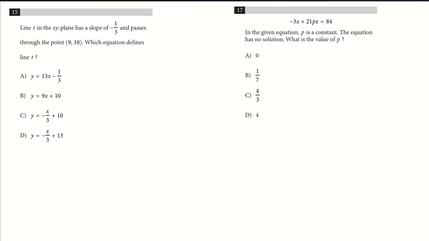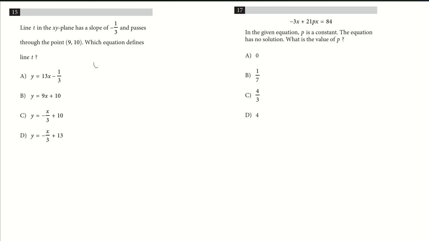Line T in the XY plane has a slope of negative one third and passes through the point 9, 10. What equation defines line T? Now, again, the Desmos calculator is built in. So you can put all of these into the Desmos calculator and then back your way into the answer to see if it goes through the point 9, 10 and if it has a slope of negative one third.